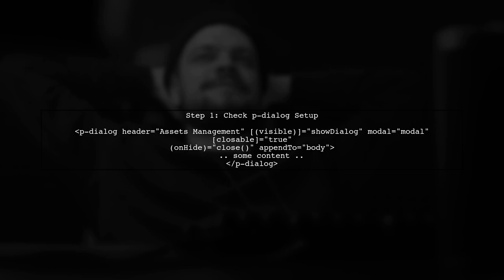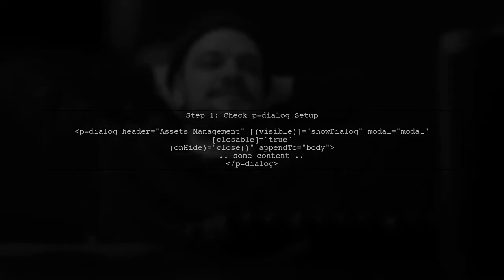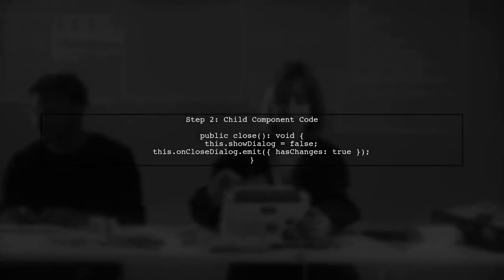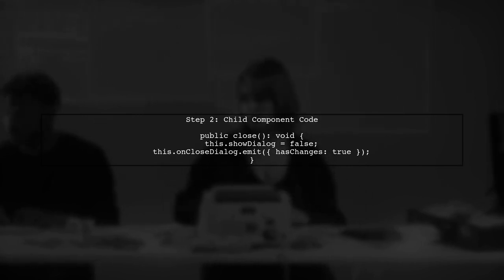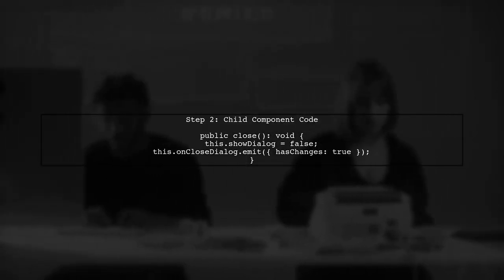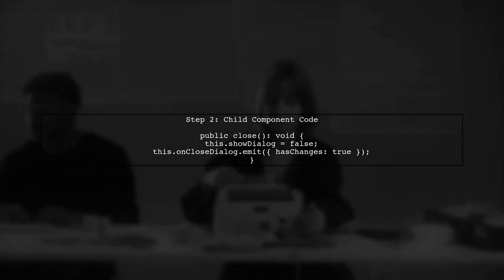First, ensure that your dialog component is set up correctly. In your child component, you have a method called close that sets the showDialog flag to false and emits an event to the parent component. Let's review that code.